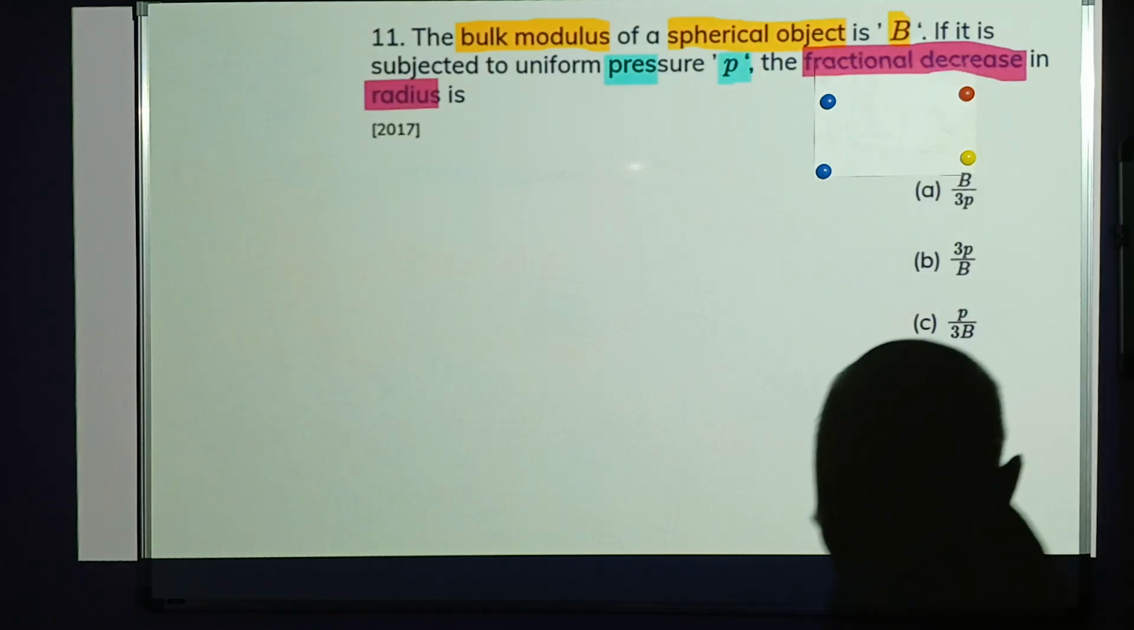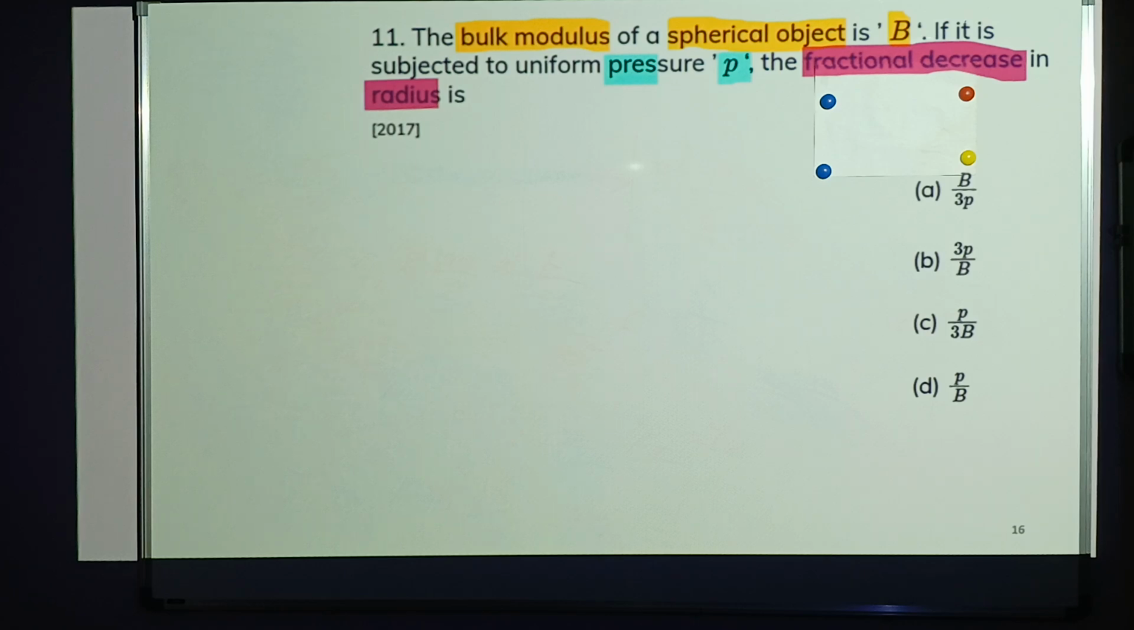This is the next question. The bulk modulus of a spherical object is B. If it is subjected to uniform pressure P, find the fractional decrease in the radius. You can pause and attempt this question.